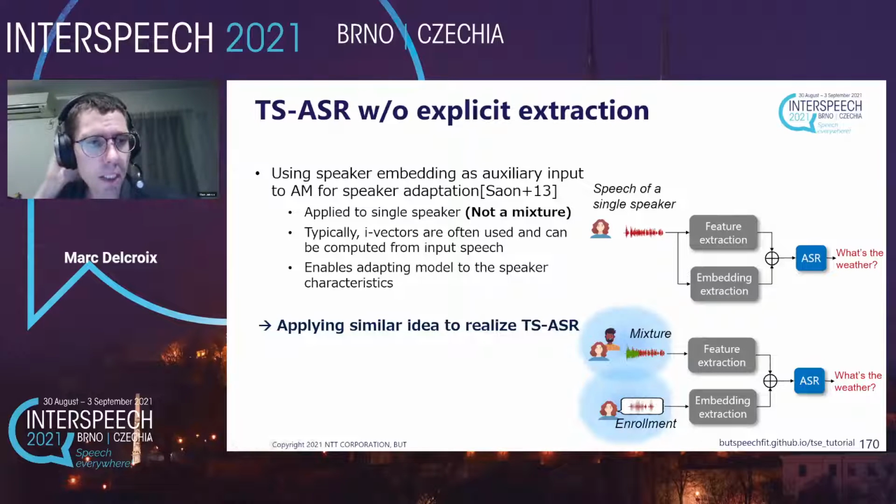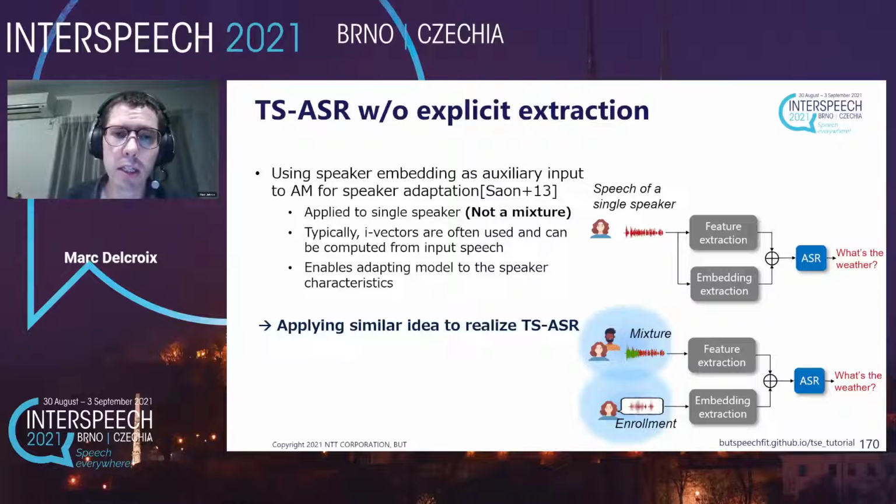And basically, you can think that you can apply a similar idea to realize target speaker ASR. Instead of having a single speaker as the input, you would have a mixture. And instead of computing the embedding from the input speech, you would compute it from the enrollment. But in principle, it's a very similar architecture. Now the idea is that by providing this embedding to the acoustic model or to the ASR system, you would guide the ASR system to recognize only the speech of the target speaker and ignore the interference.